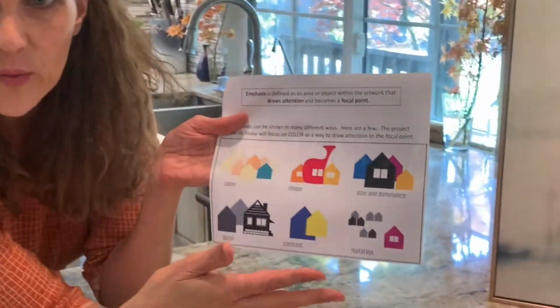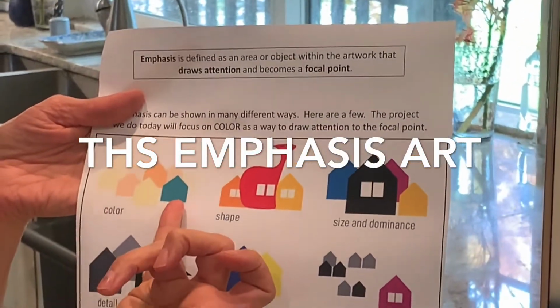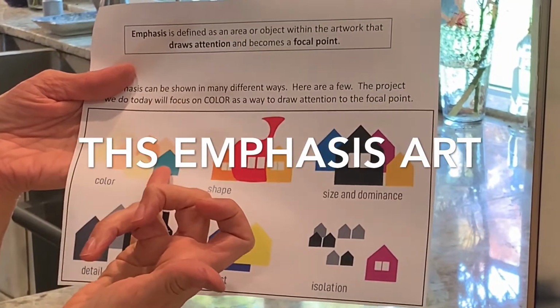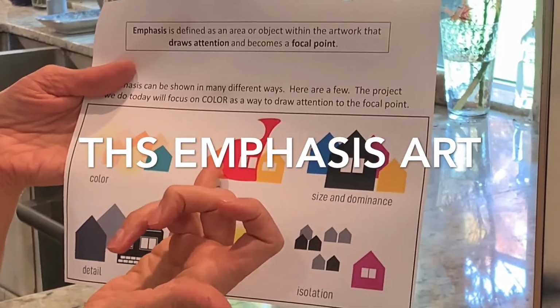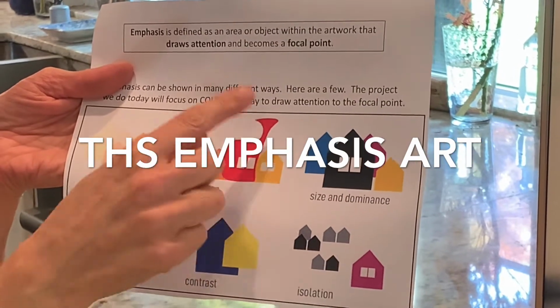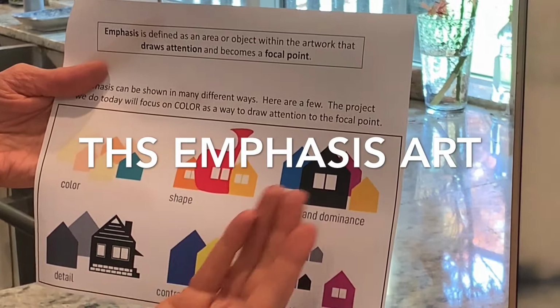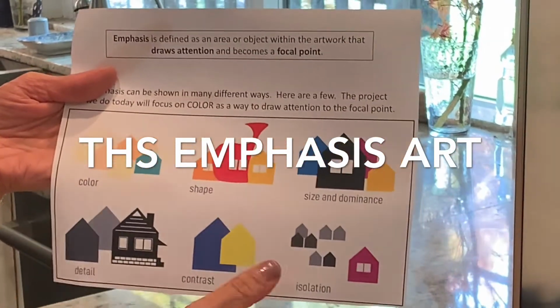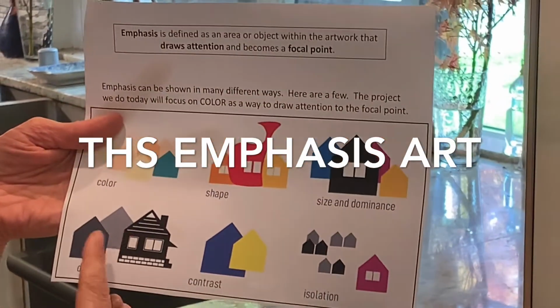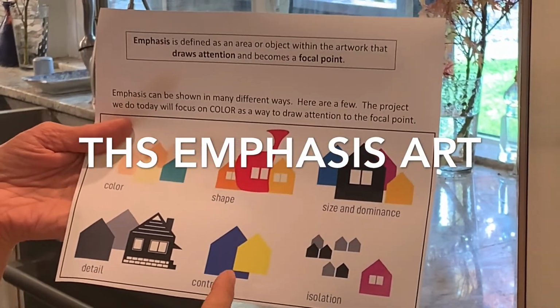Right, so these are some different ways that you can show emphasis. So one is through color. As you can see here, there's one house that's green, so the emphasis is really put there. Through shape. So if you have a different kind of a shape from things around it, it really emphasizes, it draws your eye there. Size and dominance. So this house is black, it's brought to the foreground, much like the boat in the picture. Detail. So the only detailed item is going to automatically draw your attention to it.